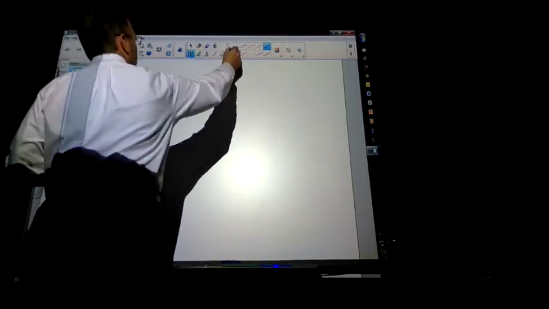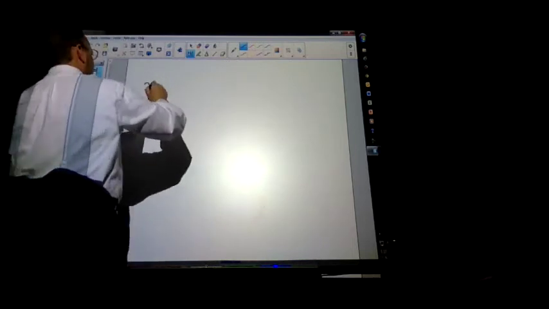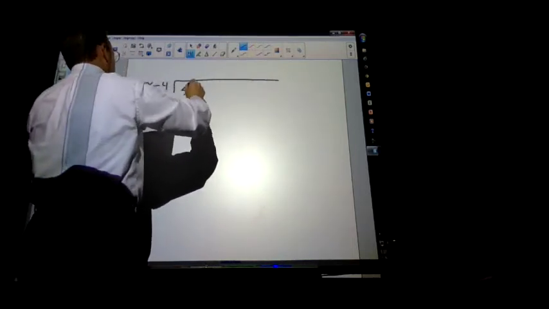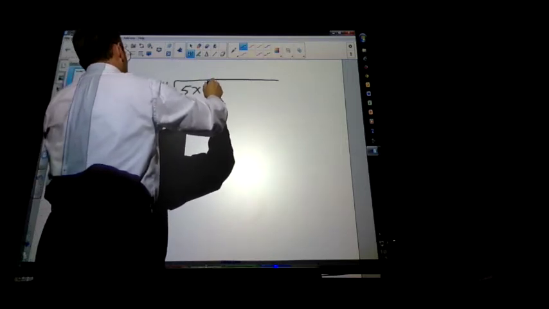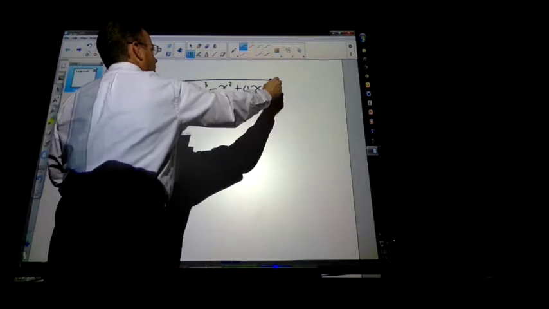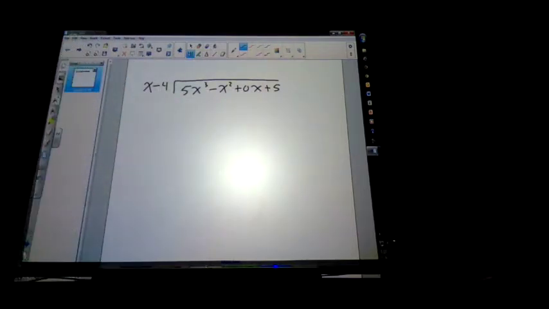Okay, let's run through them. So how we do. So I have x minus 4 into 5x to the third minus x squared plus 0x plus 5. Okay, so use long division to find the quotient and the remainder. So this is going to be a skill that you will see for the rest.